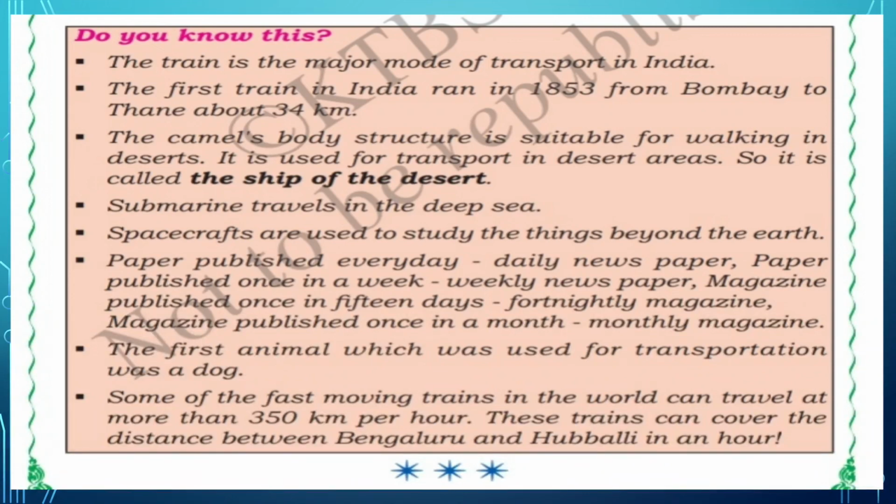The first train in India ran in 1853 from Bombay to Thane, about 34 kilometers. That is, the first train was introduced in India in 1853, from Bombay to Thane. Now we can see trains everywhere, but before 1853 there were no trains, and the first train started in 1853, from Bombay to Thane, covering about 34 kilometers.